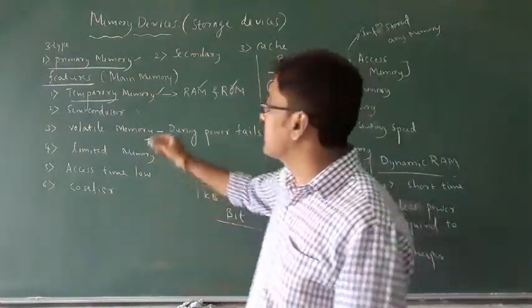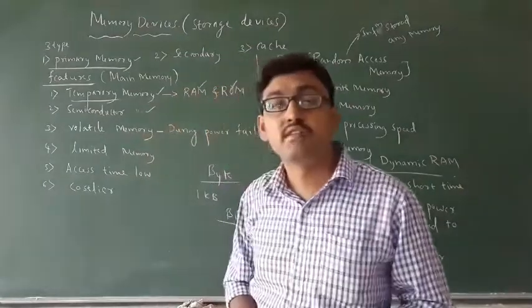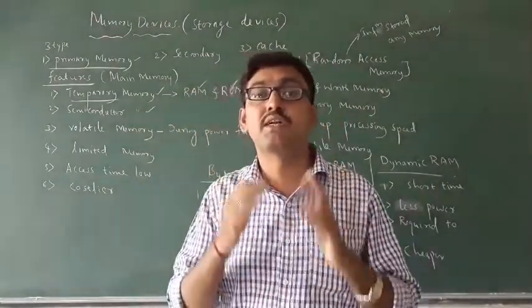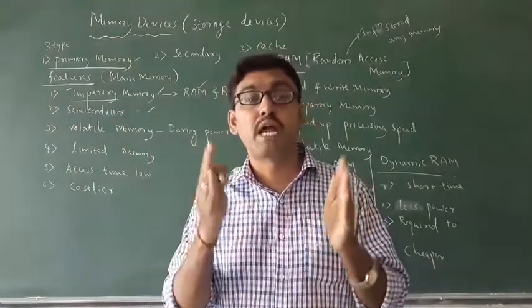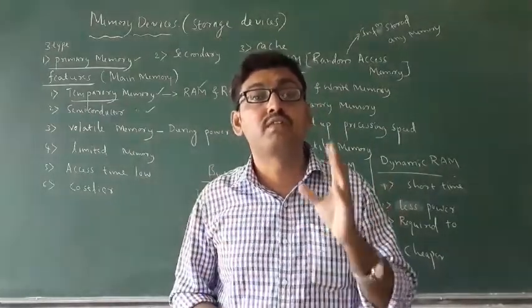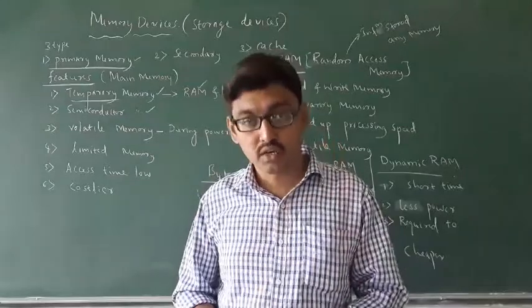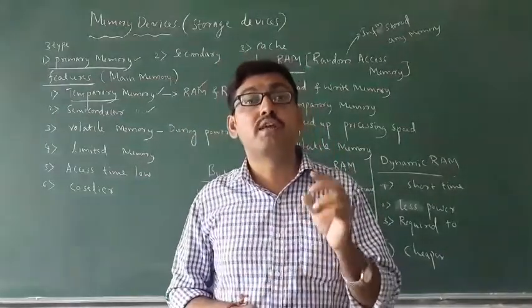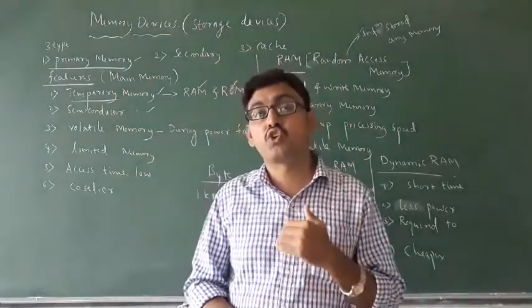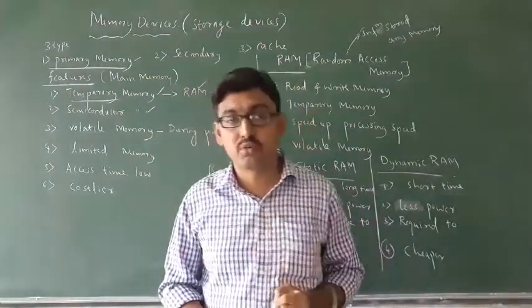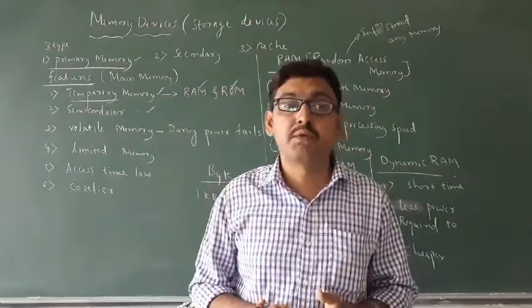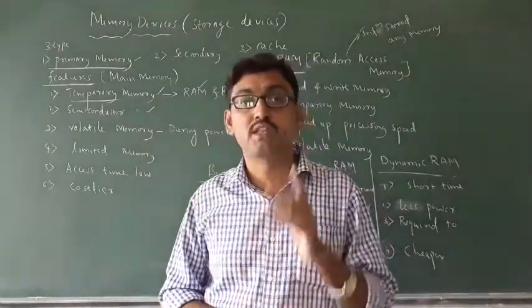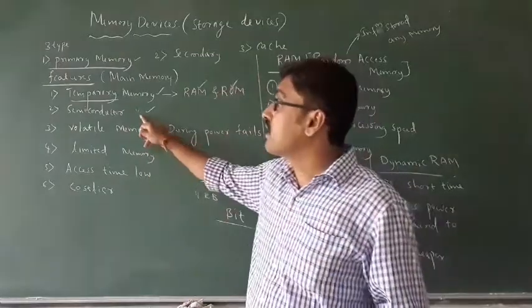The second feature is that primary memory is a semiconductor memory. Why is it called semiconductor memory? Because the primary memory components are made up of semiconductor components. What are semiconductor components? These are nothing but electronic components. That's why these memories are called semiconductor memory.